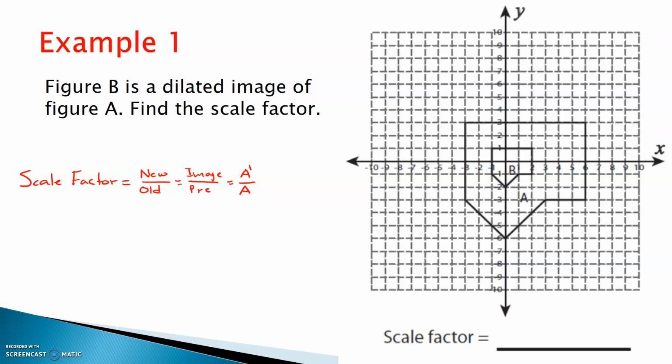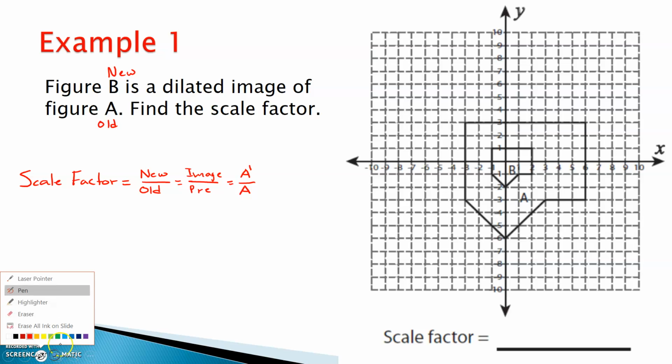So let's work with example number 1 here. It says figure B is a dilated image of figure A. Again, this is where we have to determine which one was the new one and which one was the old one. Figure B is a dilated image of figure A, so figure B is going to be the new one. Figure A is going to be your old one. Now let's scoot over to the right and label it. Our new one is B, the one on the inside here. I'm going to put new here on the side. And our old one was A.